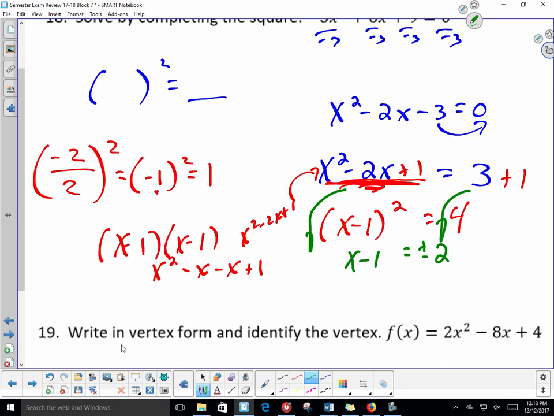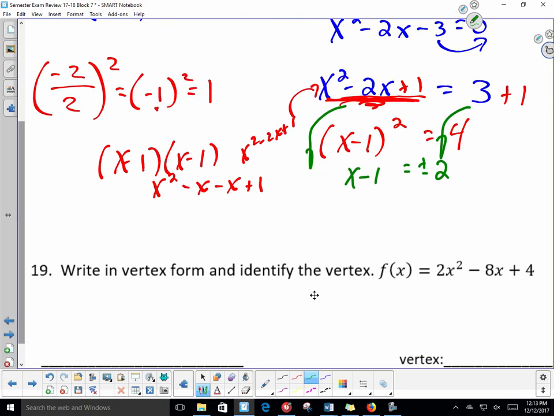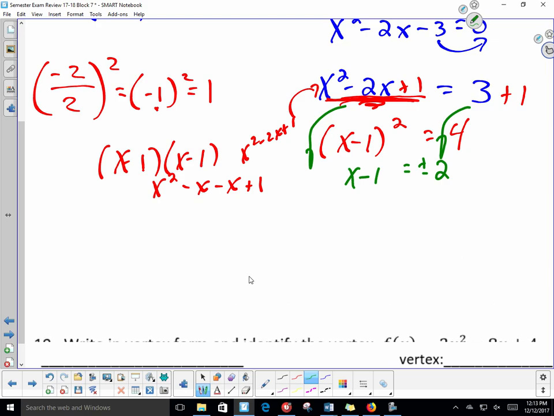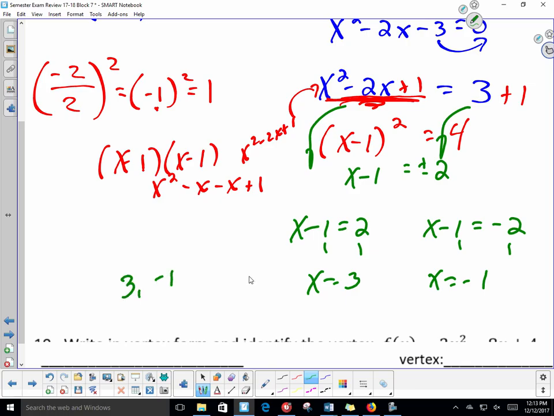Can I move this one? Oh, good, I can. So now I have x minus 1 is equal to a positive 2, and I have x minus 1 is equal to a negative 2. I have two separate ones that I have to solve for. When it's equal to a positive 2, I'm going to add 1 to both sides and get x is equal to 3. Add 1 to both sides, x is equal to negative 1. So my solutions are 3 and negative 1.